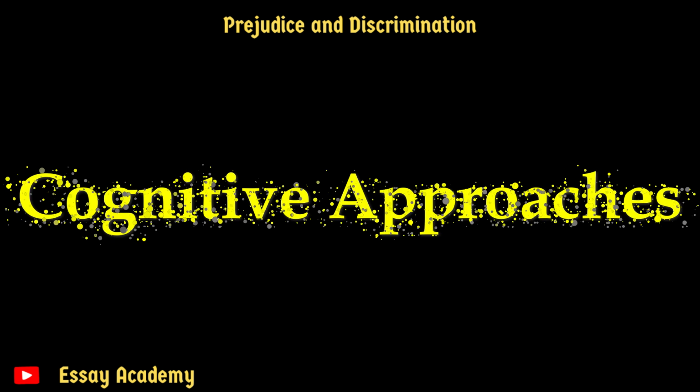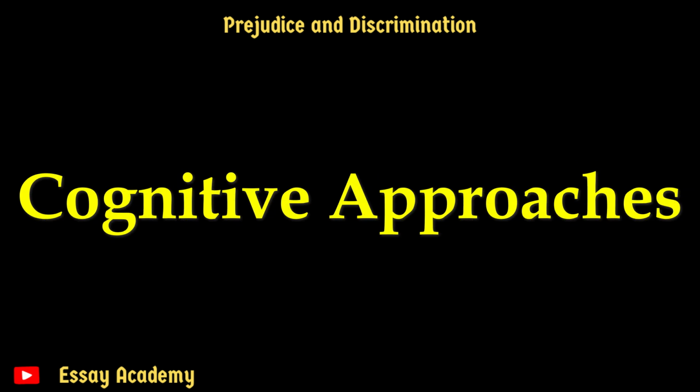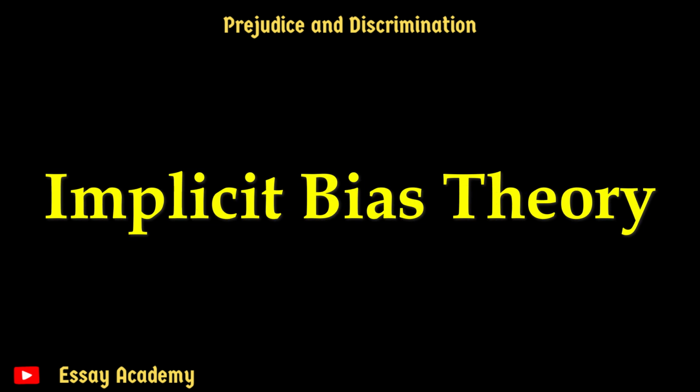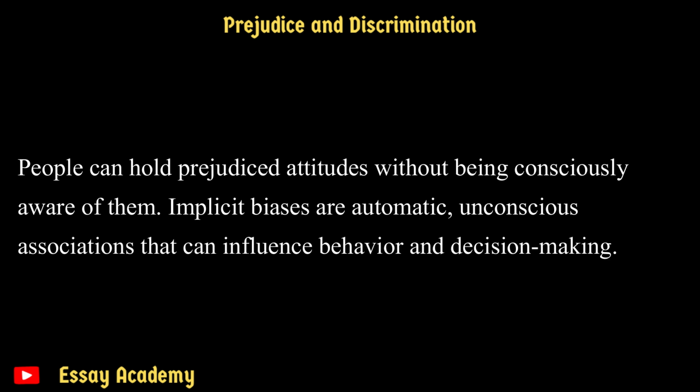Cognitive approaches. Cognitive theories look at how mental shortcuts, schemas, and heuristics contribute to stereotyping. These shortcuts help us process information quickly, but often lead to oversimplified and inaccurate views of others. Implicit bias theory. People can hold prejudiced attitudes without being consciously aware of them. Implicit biases are automatic, unconscious associations that can influence behavior and decision-making.